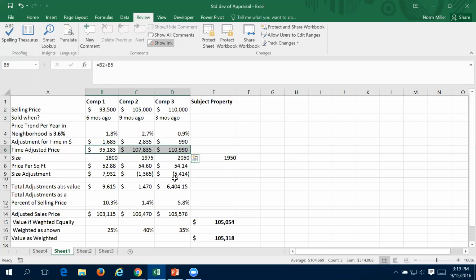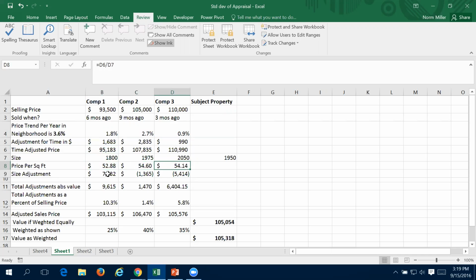Next, I'm going to adjust for size. This comp's smaller, so I have to add something. This one's a little bit larger, I have to subtract something. This one's larger, I have to subtract something. I'm going to calculate the price per square foot based on the adjusted time price by simply dividing the square feet into it, and that's what you see in this cell. Simply dividing the adjusted price by the size.